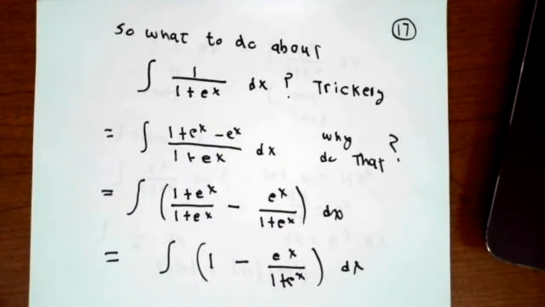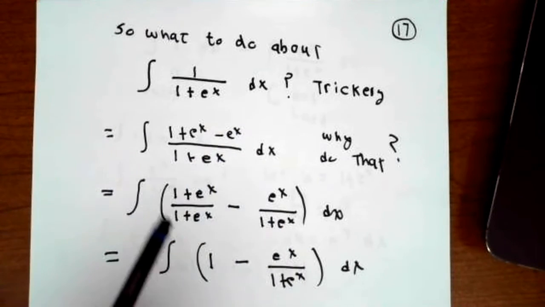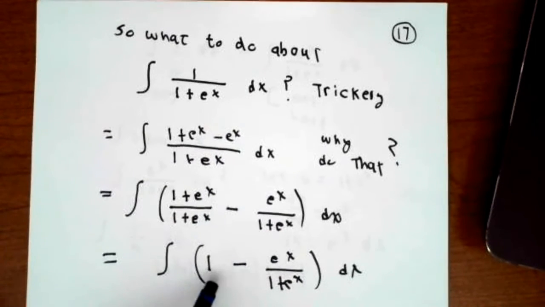And two things happen here. Firstly, when you take something and divide it by itself, you get 1, which is good because I know how to integrate a constant. And secondly, this piece, the piece that remains now, on the bottom, you have 1 plus e to the x. The derivative of that would be e to the x, and a factor of e to the x shows up in the top. So this is going to work out for us.